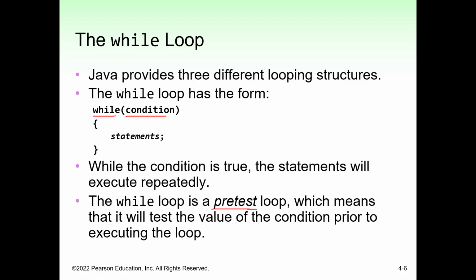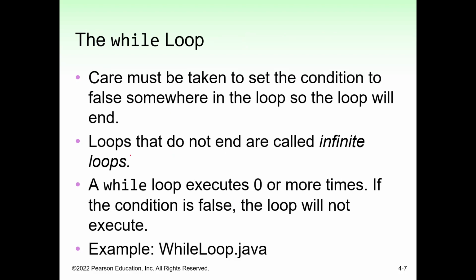You would put a keyword while, then you would open your parentheses, then you would put your condition, close the parentheses, open the curly braces, and then you would put all of your Java statements that you want to be executed inside of that loop with a semicolon after each one, and at the end you would close the curly braces. And another couple of reminders: if your loop does not end, it's going to be called an infinite loop, so you have to set your condition to false somewhere in the loop if you want it to end. Otherwise it's going to be an infinite loop.